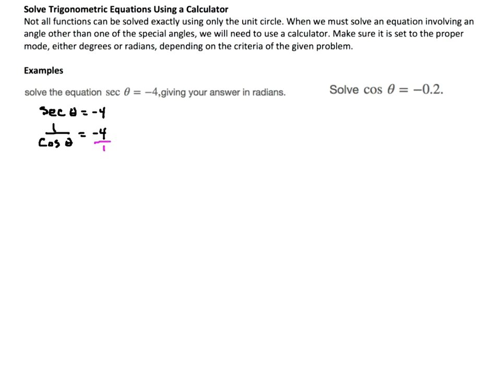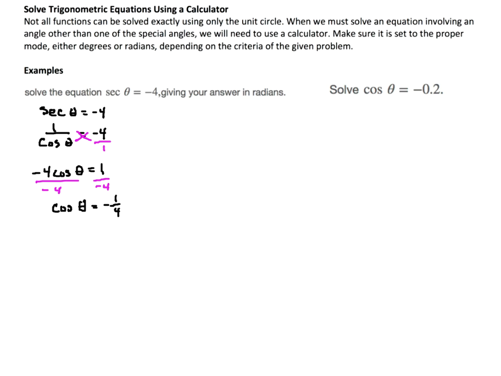Since I have a proportion set up, I'm able to cross multiply here. And that gives me -4 cosine theta equaling 1. And then I divide -4 off of both sides to get the cosine of theta equals -1/4. Well, that's not going to direct us to any of our special angles on our unit circle, so this is why they say, okay, it's time to use a calculator.